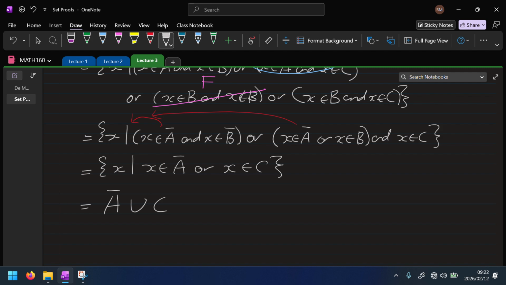Any questions on this before we move on? The last step over here. Yeah, so over here we have x elements of A complement. That just becomes A complement. The OR becomes a union, and then the C is just a C.